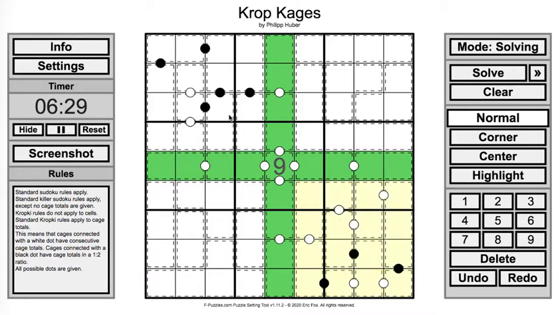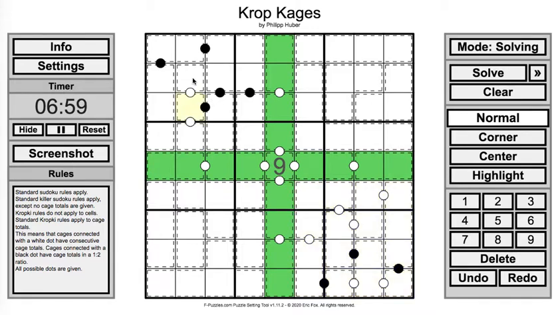consists of boxes that are connected in one piece. So you can connect all of these cages following the Krop dots, which means that we have knowledge over the divisibility of these 4x4 squares without knowing what the actual cage sums are.